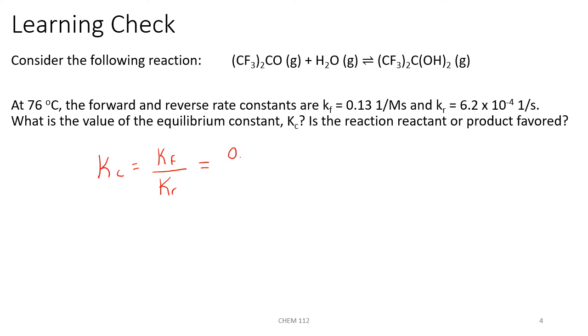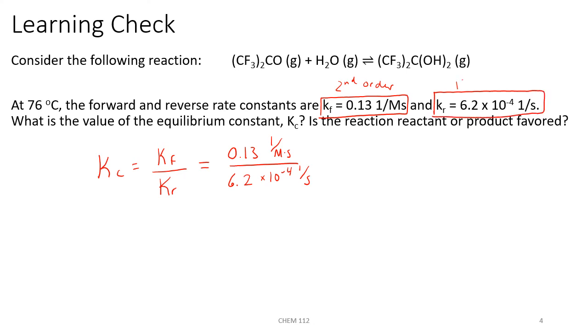Our K sub F is 0.13, 1 over molarity times seconds. So the forward reaction, just looking at the units, must be second order. And our reverse reaction has a constant 6.2 times 10 to the negative fourth, 1 over seconds. And so K sub R, the reverse reaction, must be first order, just looking at the units on the rate law constant. Now K sub C is a unitless quantity, so we really don't have to worry about these units. When we divide K sub F by K sub R, we get 210, and so that's our equilibrium constant.